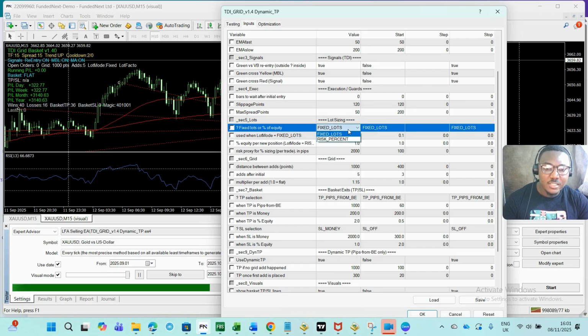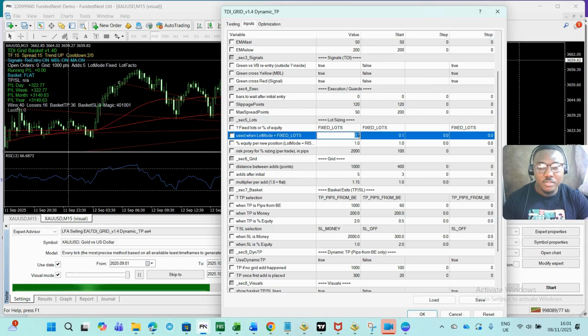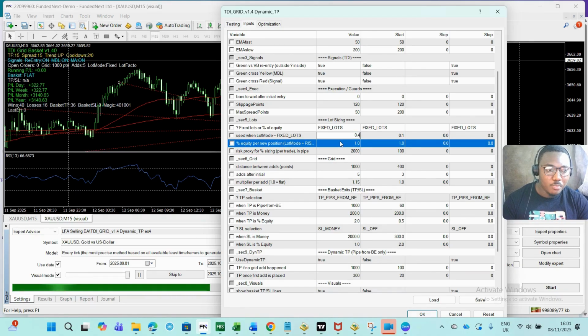So lot sizing, you can either use a fixed lot or you can use a risk percentage. All right, so you can use a fixed lot, and at this next line you can put the lot size that you want. So for instance, I start with 0.1, you can decide to use 0.2. If you are trading some small pairs, AUD CAD, AUD JPY, you can start with maybe something like 0.4 because they don't really move as much as gold. Okay, and it will take trades from 0.4.